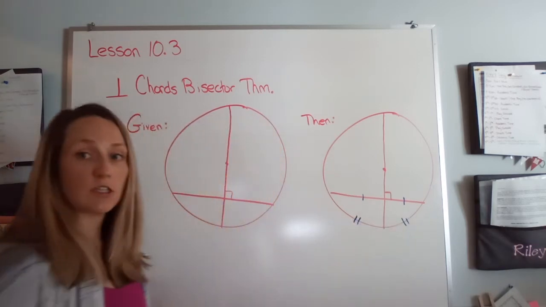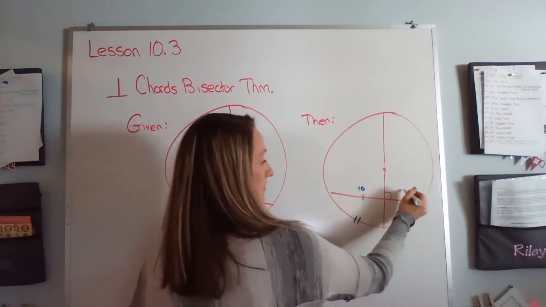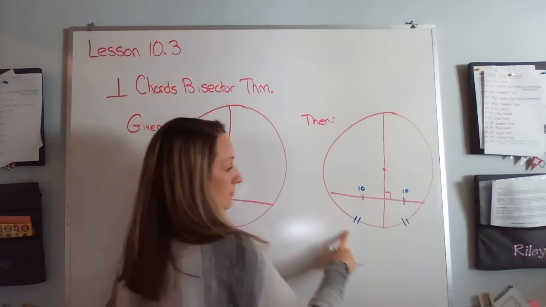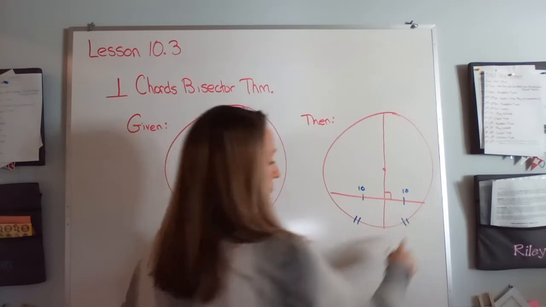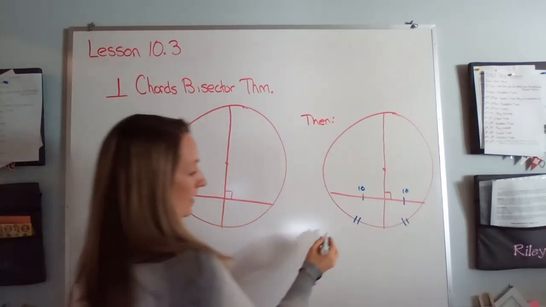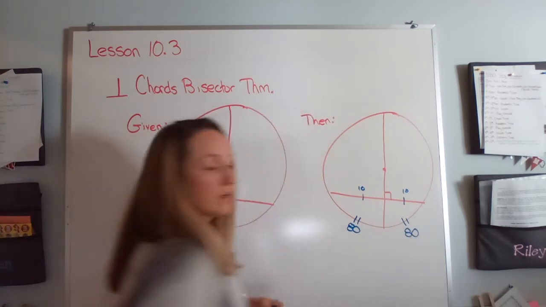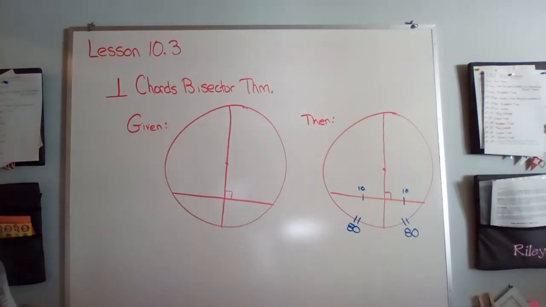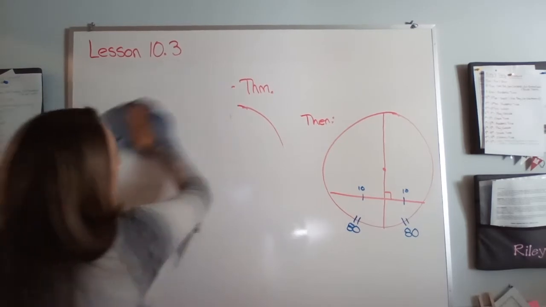For instance, you might be told that this chord is 20 units long, and then you could say, well, that means that's 10 and that's 10. Maybe you'll be told that this arc is 160 degrees, and then you would take half of 160 to get 80 and 80. That's the kind of information you'll be allowed to conclude given this type of diagram. All right, theorem number 3 for today. Actually similar to what we just discussed.